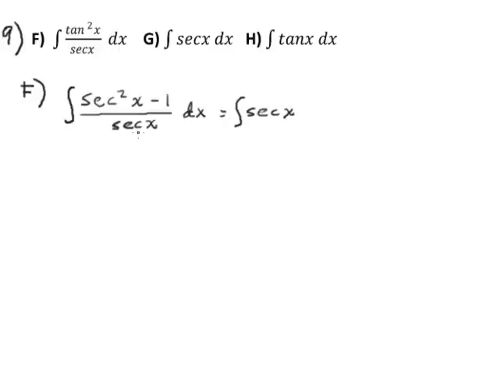Now remember, secant is the reciprocal of cosine, so 1 over secant is cosine. And we have 2 things that we can integrate. Now, how do we integrate secant x? Well, we remember that one we saw once, and we just remember it at this point. Once you see it once, you remember that the integral of secant is ln secant x plus tangent x.